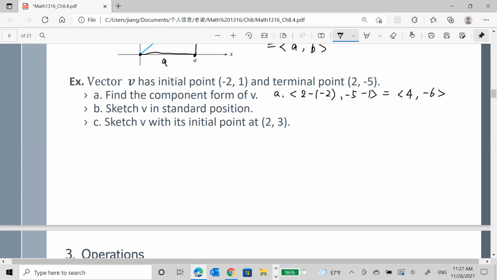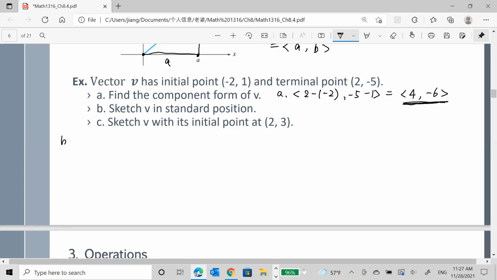Okay, number B, sketch V in standard position. If we have the V like this, the standard position is starting at 0, so the end point is 4, -6. So for number B, I can sketch it here. So find the point 4, -6. It's better to draw the picture like this. For example, this is 4, this is -6. So the point is here.